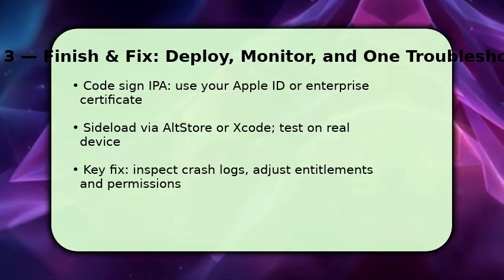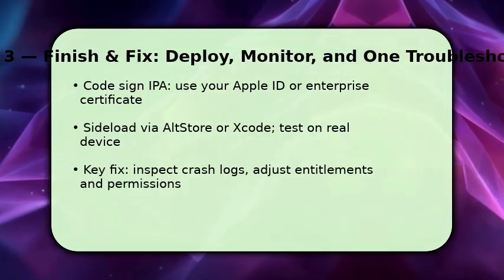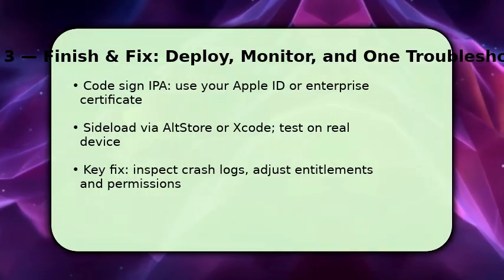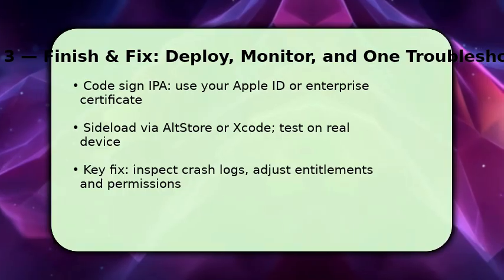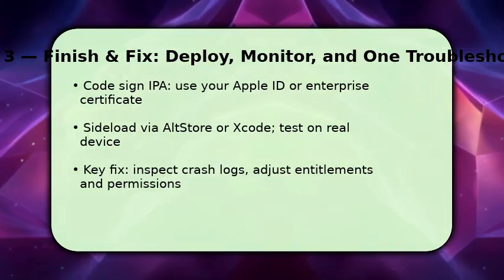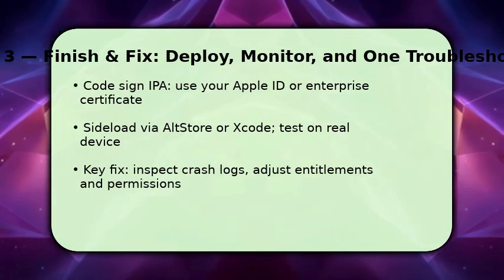If the app crashes, inspect device console and crash logs to pinpoint missing entitlements or unsupported APIs, then rebuild with corrected plist and capabilities. Make sure to retest after each fix, and repeat signing if provisioning errors appear.